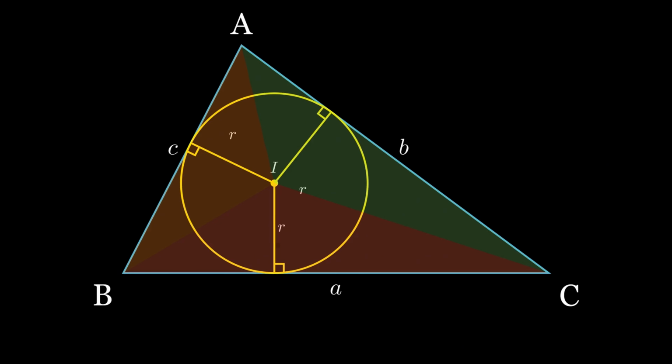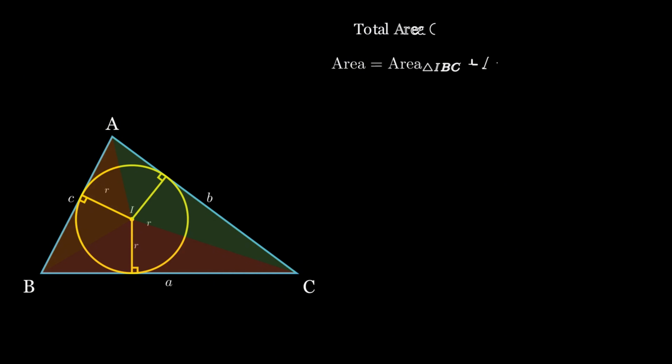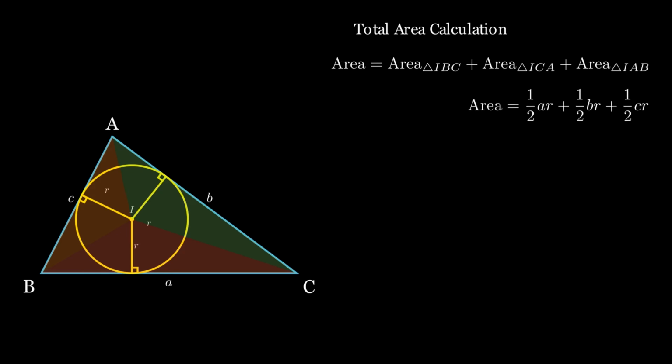From the figure, it's obvious that the total area of the big triangle is simply the sum of the areas of these three smaller triangles. We know that the area of a triangle is half into base into height. For the red triangle, the base is A and the height is r. For the green, base is B and height is r. For the orange, base is C and height is r.